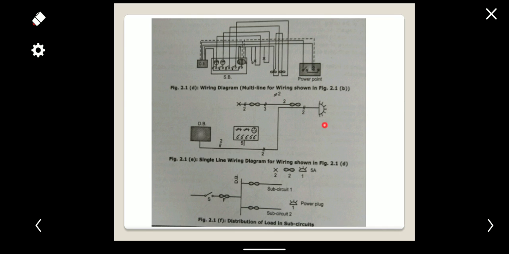Now this is the single line diagram. The single line diagram shows distribution board to the 15 ampere power point, and again distribution board to the circuit, then fan and lamp. This is the distribution of the load, how to distribute the load from the mains to a particular load. So it has 2 sub-circuits. The first one is the lighting sub-circuit and the second is the power sub-circuit. The power plug sub-circuit is different, and the sub-circuit board is different.